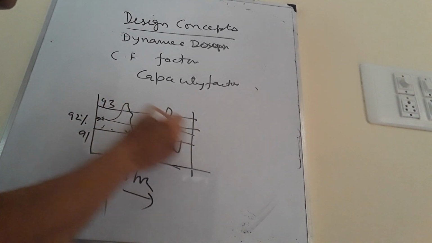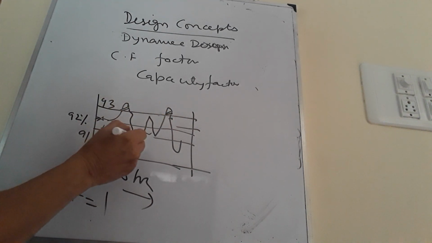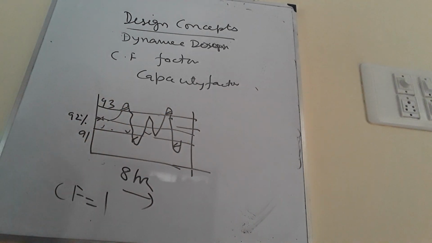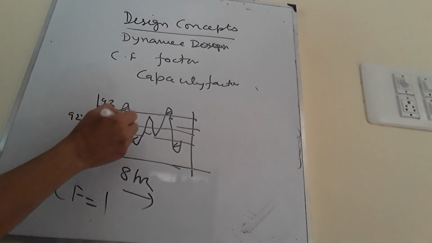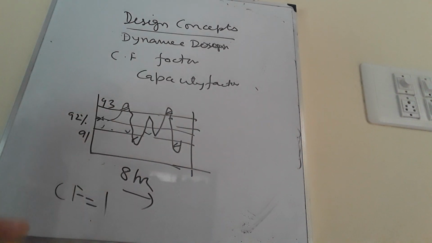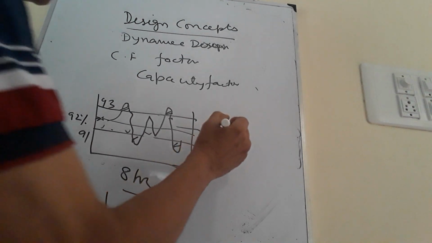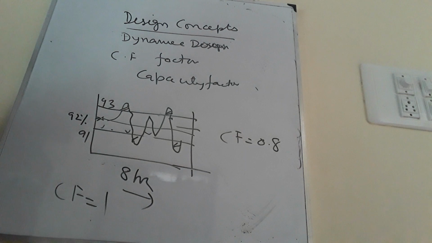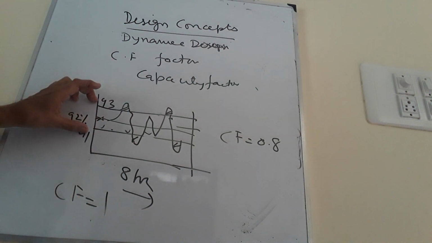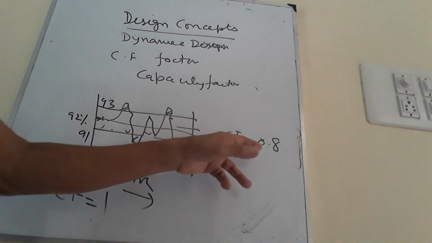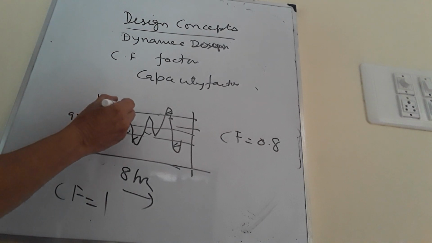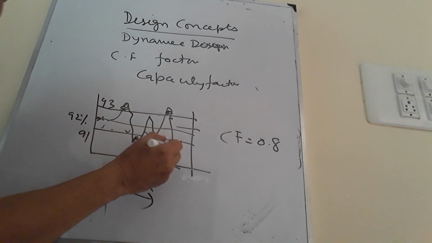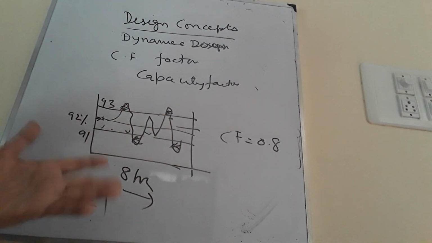Something going outside our band. So suppose, for example, 80% of the time it's inside the band and 20% of the time it is outside the band, then the capacity factor is 0.8. 0.8 means 80% of the time this product is within our band, 20% outside. That means you've got some bad product here which has to be reprocessed or thrown away.